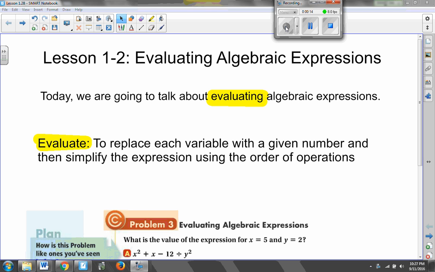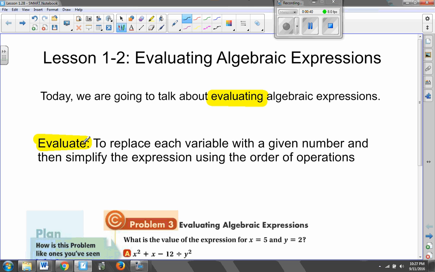Now, in our last video, we looked at the order of operations and we looked at simplifying a numerical expression. Simplifying meant getting one single number answer. So that was always our goal, to get one single number answer, and it still is our goal today. But we're adding in one step, and we're changing what we're calling this from simplifying an expression to evaluating an expression.